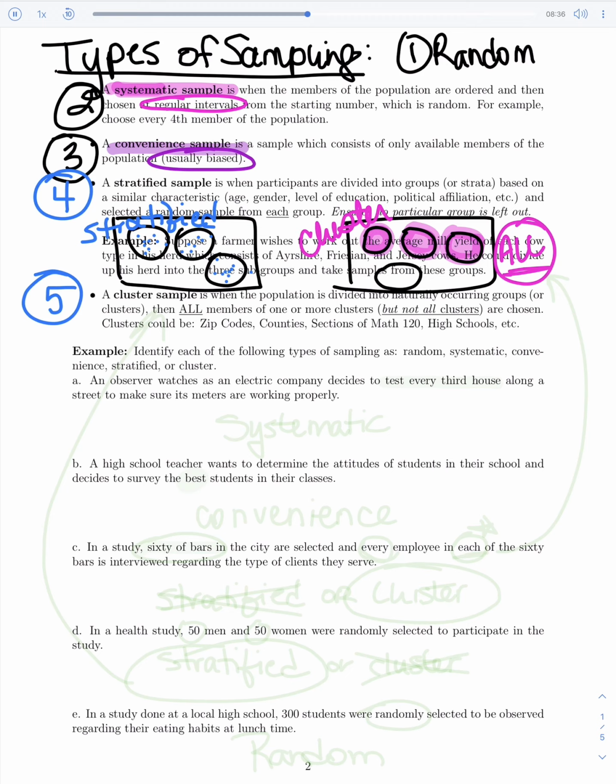So here's a good example. We've got a couple of problems and we are trying to figure out if they're random, systematic, convenient, stratified, or cluster. So let's take a look. An observer watches as an electric company decides to test every 3rd house along the street to make sure its meters are working properly. So on this one, they're testing every 3rd house. That means they're testing at regular intervals. Well, that was our systematic sampling, that tested at regular intervals.